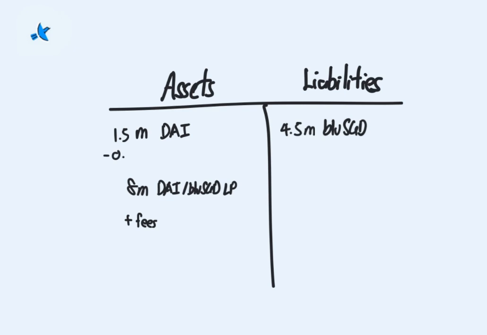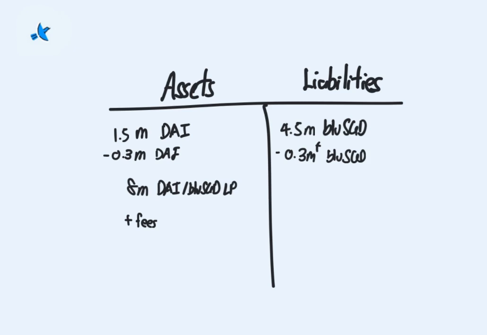So on the left side of the balance sheet, we will now take out $0.3 million worth of DAI, and in exchange, we actually get slightly more than $0.3 million of BlueSGD. The reason it is like that is because BlueSGD on the market is now cheaper than before. That means for the same amount of DAI, I can get back more BlueSGD. That means I'm wiping out more liabilities than when I created it.